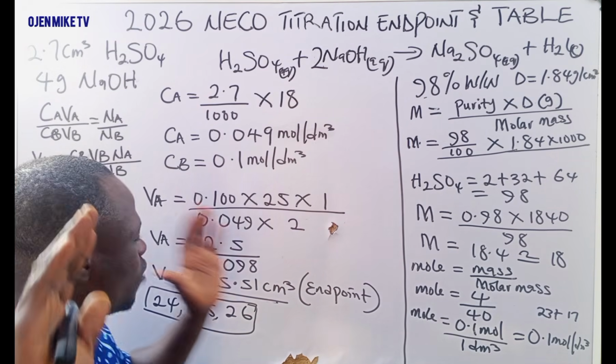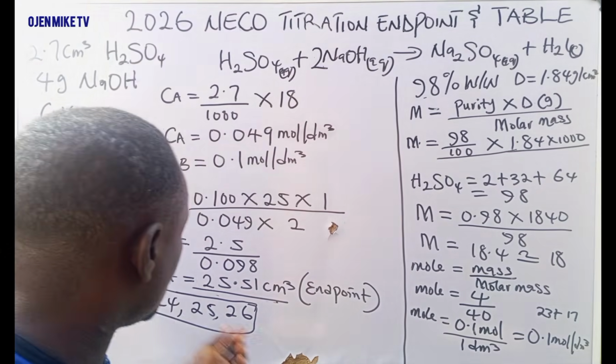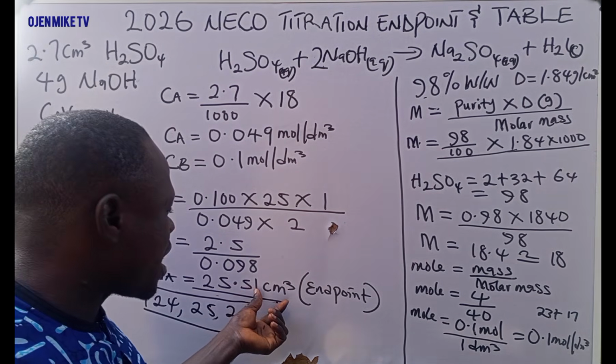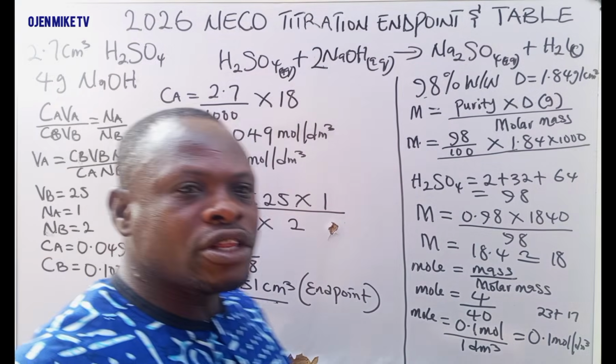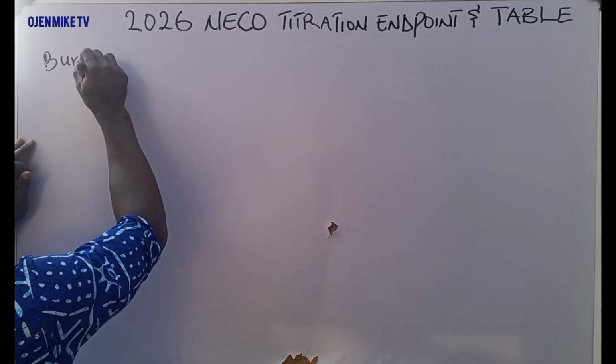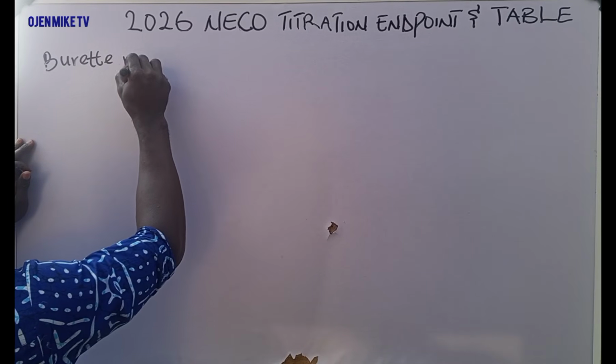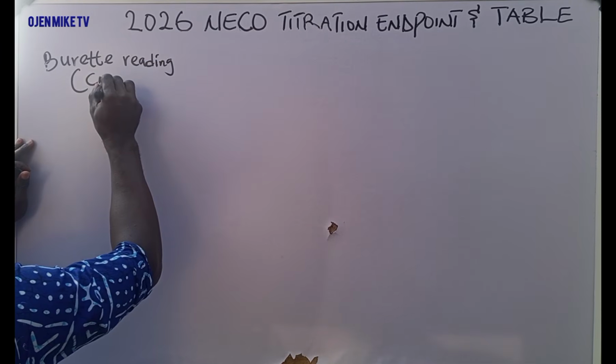So our endpoint for this year 2026 NECO practical is what? It is 25.51. So you can use the range of this one. Now let me take you to the table. How do you prepare your table? Burette reading. Burette reading is what? In cm³.